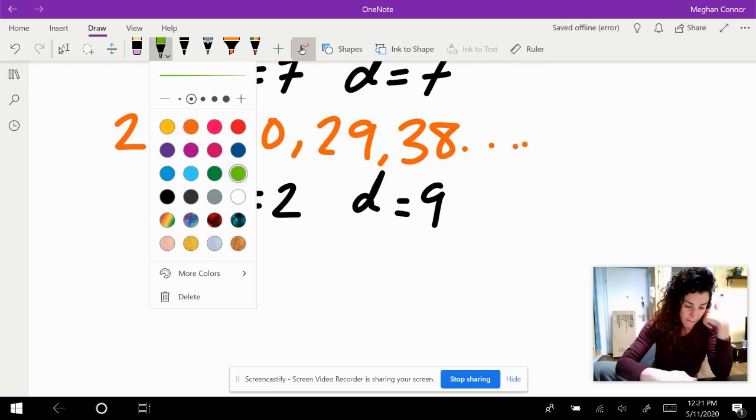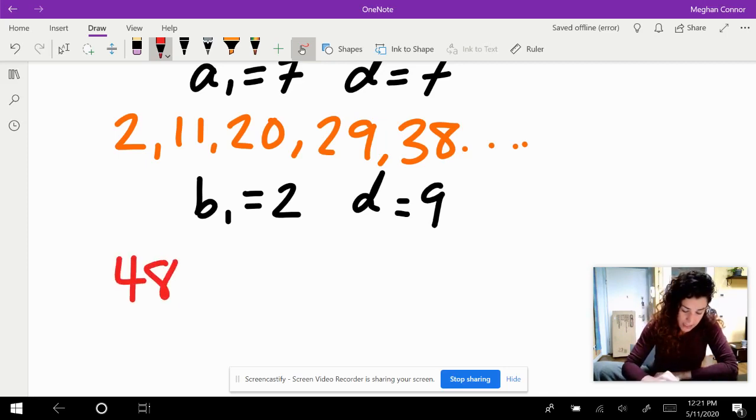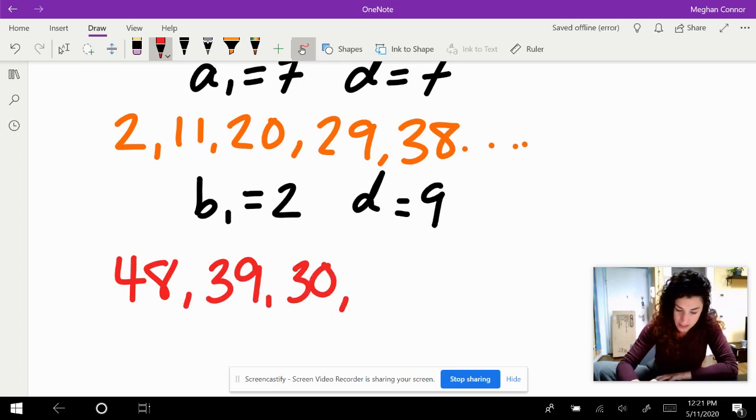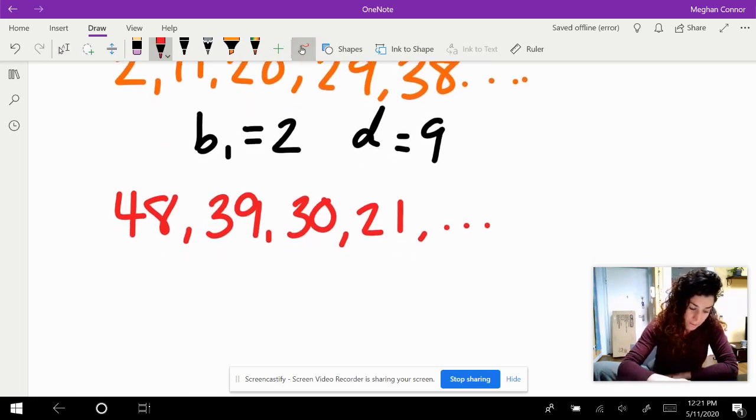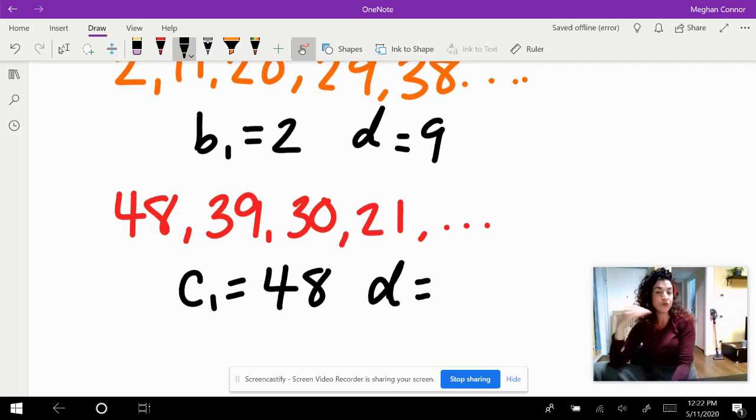Our third and final example, let's keep going: 48, 39, 30, 21. Our first term is 48. Our common difference, we are subtracting 9 every single time. So since we're subtracting 9, this is going to be negative 9.